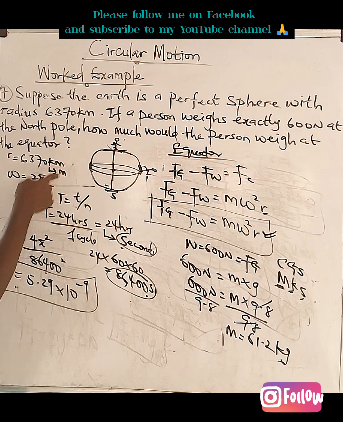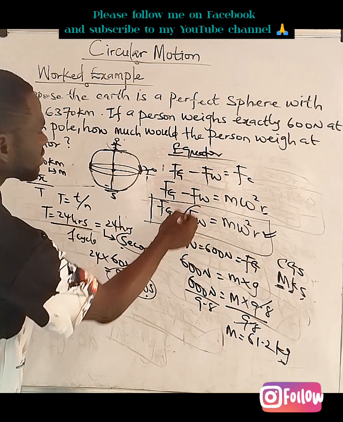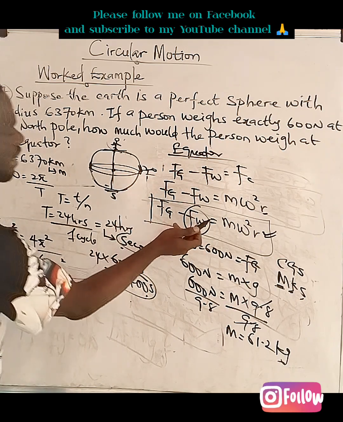So how do we do that? 1,000 meters make 1 kilometer. We're going to multiply this with 1,000. So that's what we're going to do. So everything is well set out. We are looking for this. That's what we're looking for: what the person will weigh, the weight of the person.